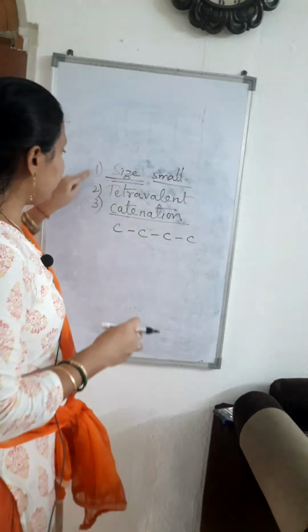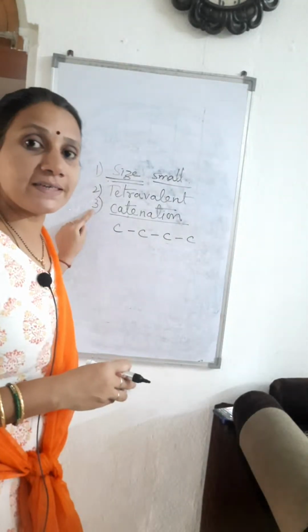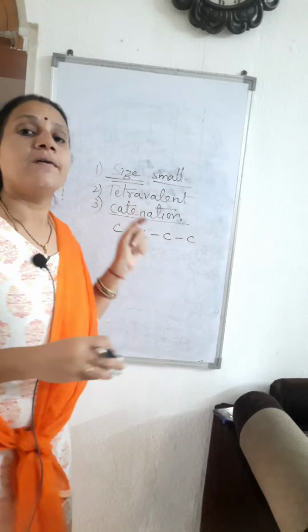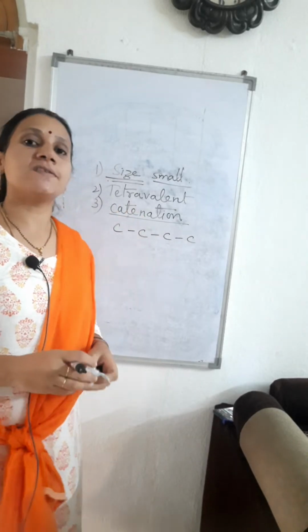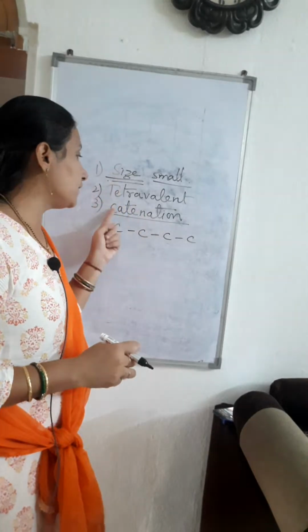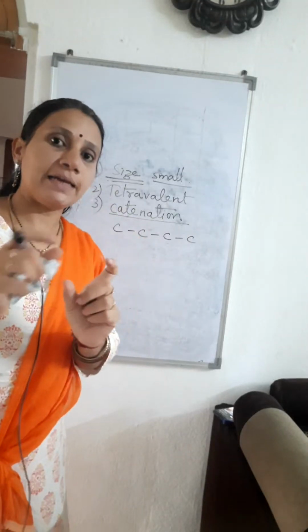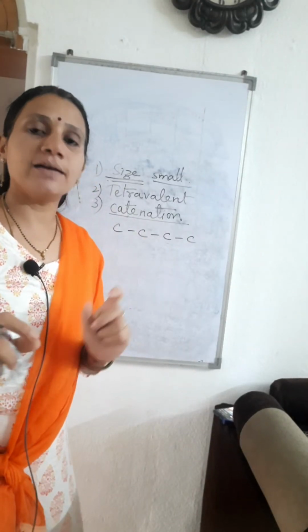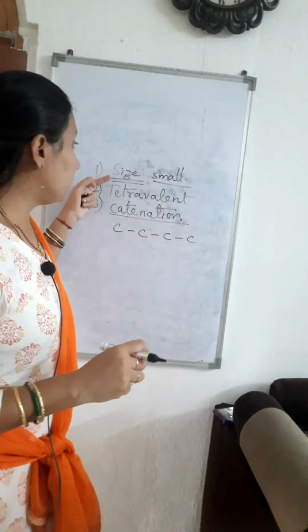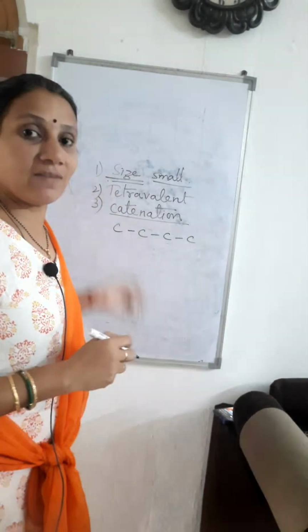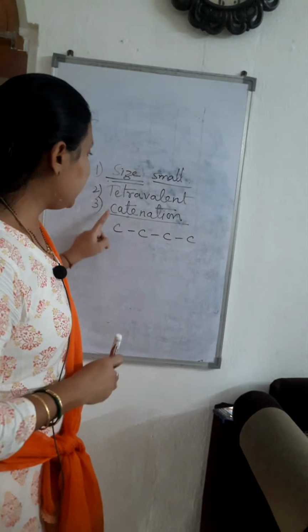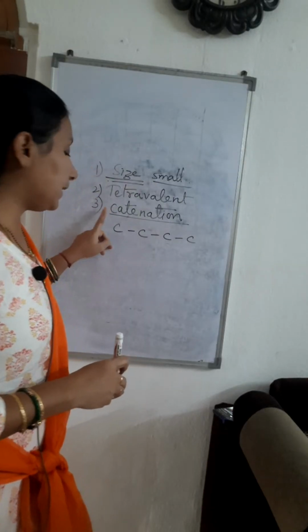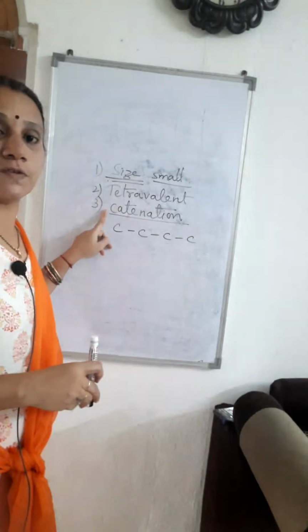So here are 3 reasons why carbon is versatile in nature. Whenever this question is asked in the exam, you need to cover these 3 points. First give the headings and then elaborate on them. Write in detail, around 2 to 3 sentences. Because of its small size, tetravalency and catenation property, carbon can form many compounds.